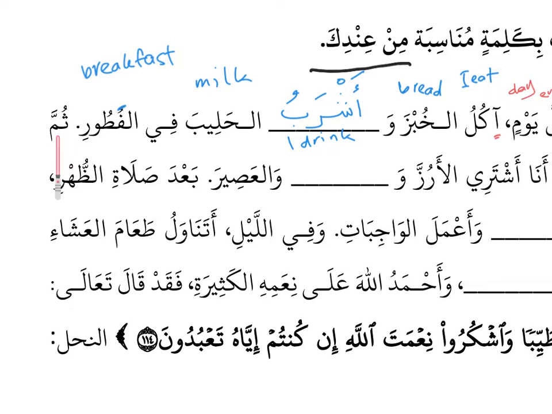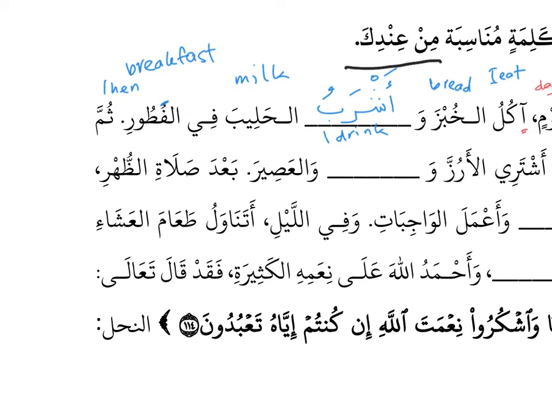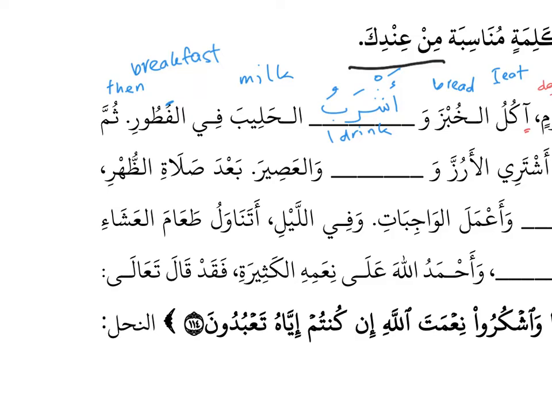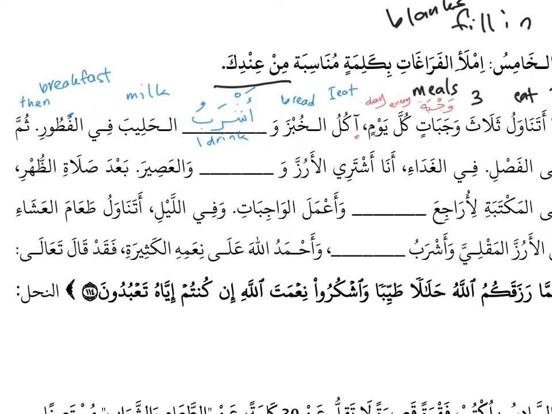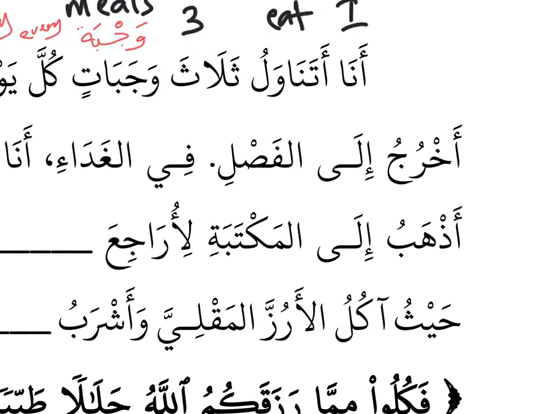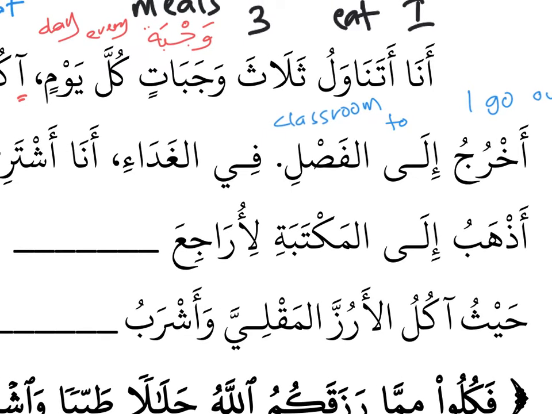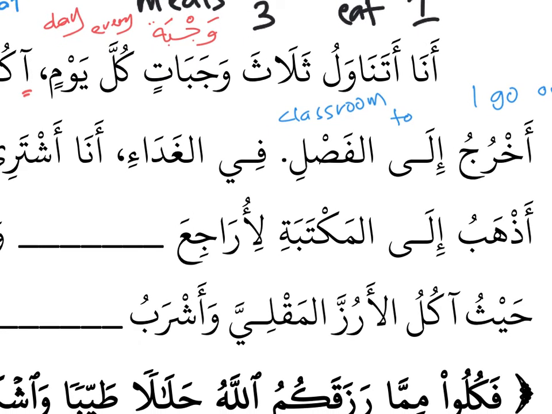Next sentence, thumma. Thumma, then. Or you can also say ba'da dhalika, the word that we learned in the previous lesson. Thumma akhruju ilal fasli. Akhruju means I go out. Akhruju ilal fasl, to the classroom. Al fasl means classroom. Thumma akhruj ilal fasli, and then I go to the classroom.